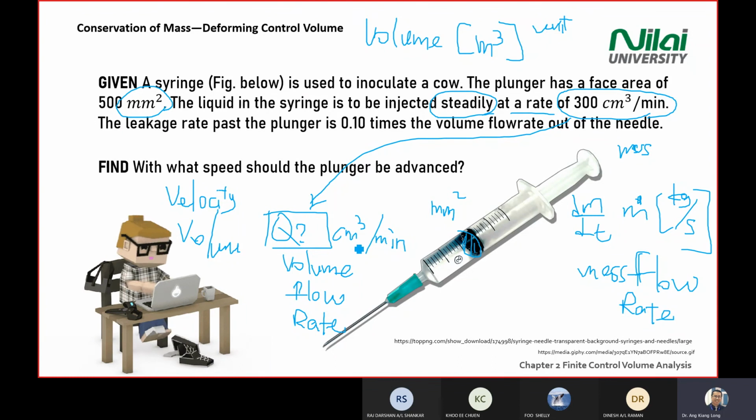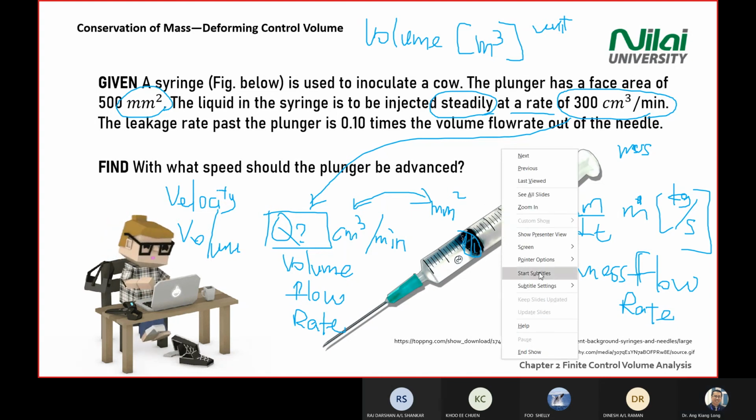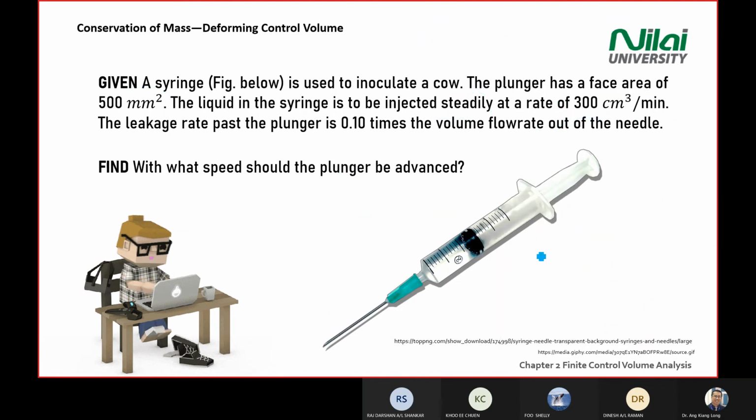However, the unit is in cm cube. The area is in mm. So you need to be careful on the unit when you do your calculation. Okay. Now the leakage, that we have a leakage here. The leakage rate past the plunger is 0.1 times of the volume flow rate out of the needle. So you can develop an equation for this sentence.